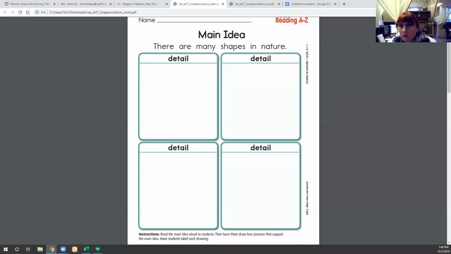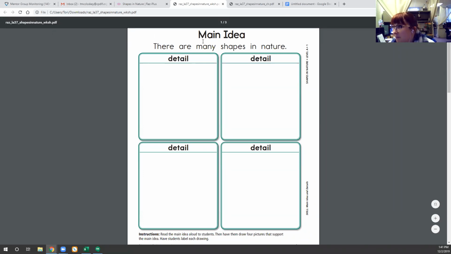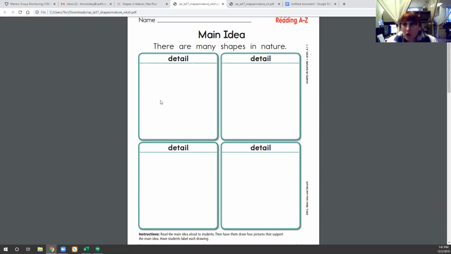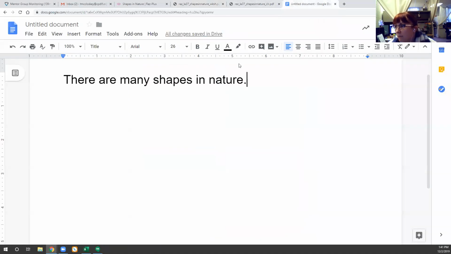So on a new piece of paper, I would like you to draw this diagram. At the top, it says main idea. There are many shapes in nature. That is our main idea, like we've said. And there are 4 boxes that say detail. And in the first detail box, and you can just draw straight down and across on a piece of paper, so you have 4 boxes. And in the first box, I would like you to write Triangle Mountain.